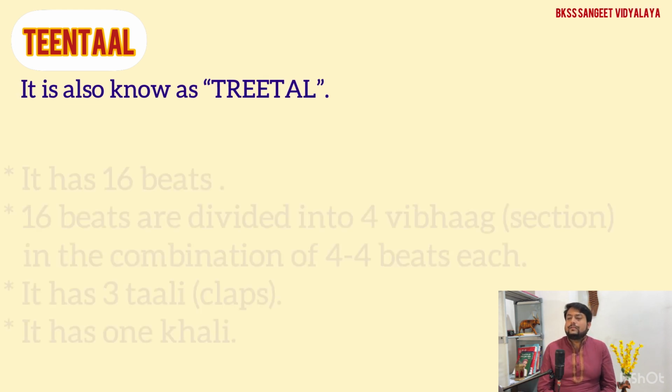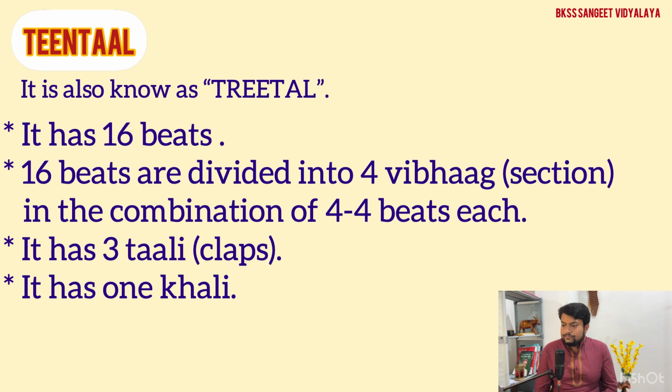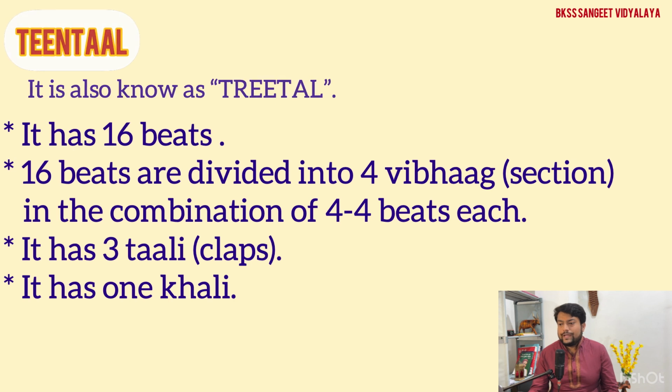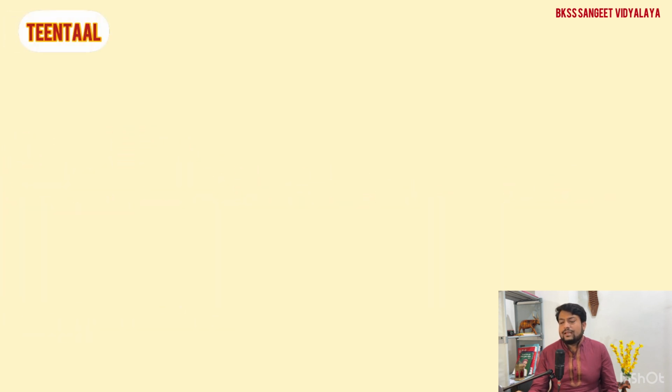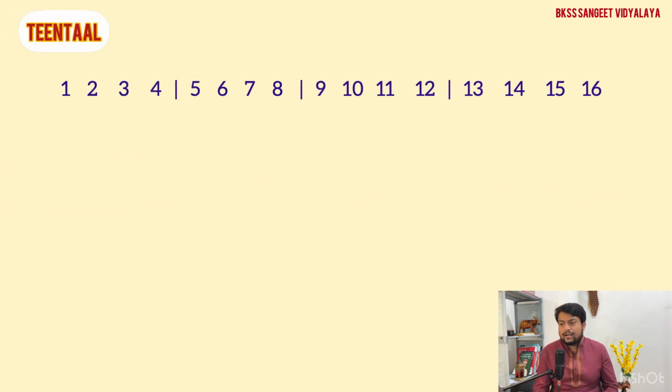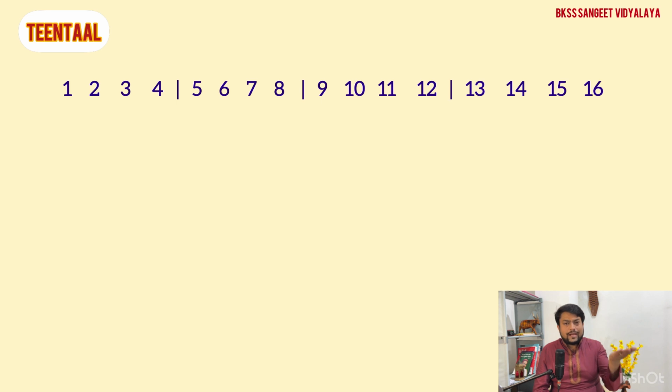Here we begin. Teen Taal. It is also known as Trital. It has 16 beats. 16 beats are divided into 4 vibhag sections in the combination of 4 beats each. It has 3 tali claps. It has 1 khali like this. We give khali like we show from hand, like this.